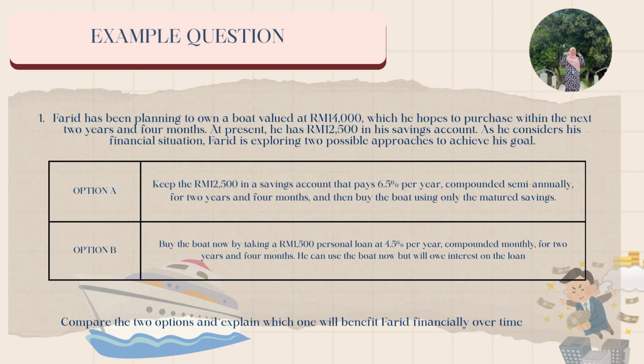Option B. Buy the boat now by taking a 1,500 ringgit personal loan at 4.5% per year, compounded monthly for 2 years and 4 months. He can use the boat now but will owe interest on the loan.